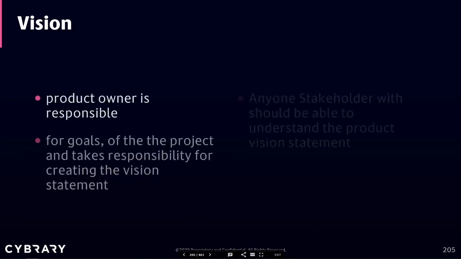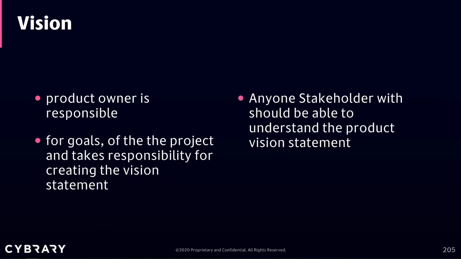So the vision: the product owner is responsible for knowing the product, its goals, and its requirements. This is taken on throughout the project, and the product owner takes the responsibility for creating the vision statement. Although other people may have input, the vision statement becomes the guiding light that we are trying to achieve. It is what the development team, Scrum Master, and stakeholders refer to throughout the product. Anyone involved in the product, from the development team to the CEO, should be able to understand the product vision.